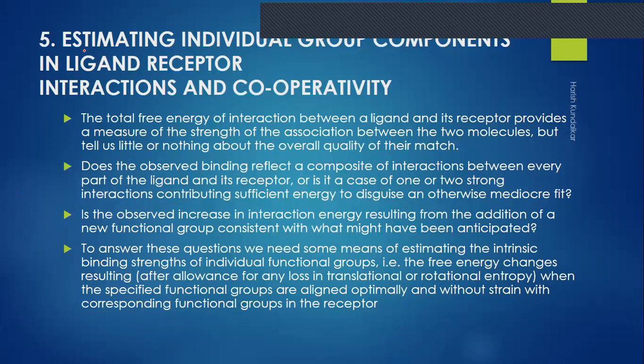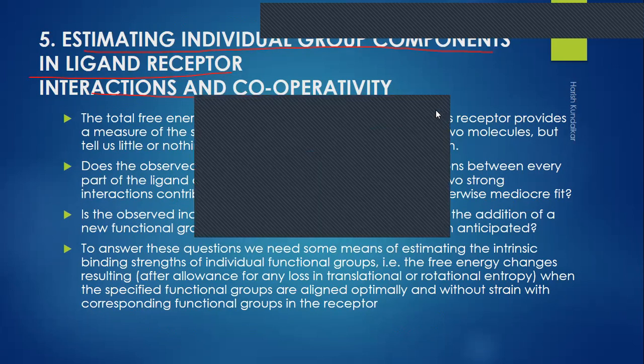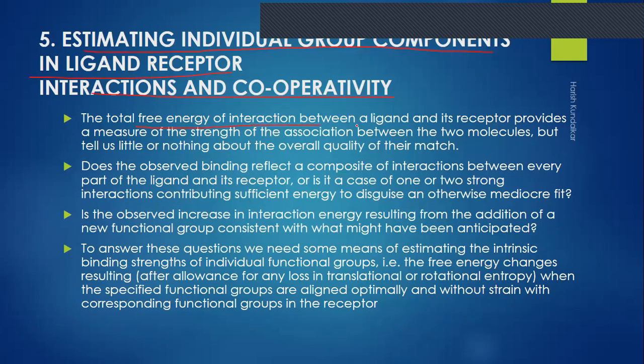And the last part of it, estimating the individual group components in ligand receptor interactions and their cooperativity. Now, this is again related to the total free energy of interaction between the ligand and its receptor. If we have to measure the strength of association between the two molecules, although we do not know anything about the overall quality of their binding, then we need to observe the increase in interaction energy resulting from the addition of new functional groups that might be consistent with what we may have anticipated. So a good experienced medicinal chemist will have this tendency of anticipation.